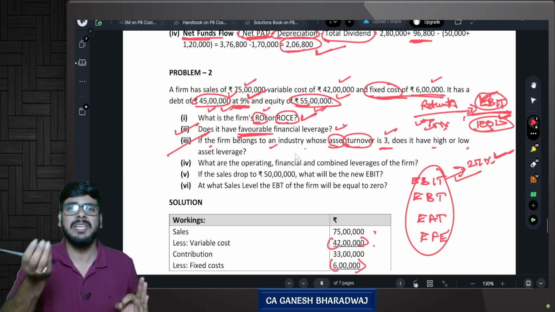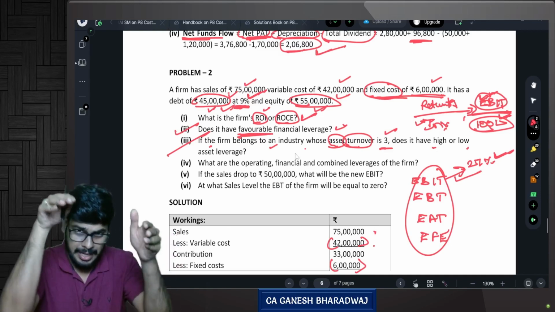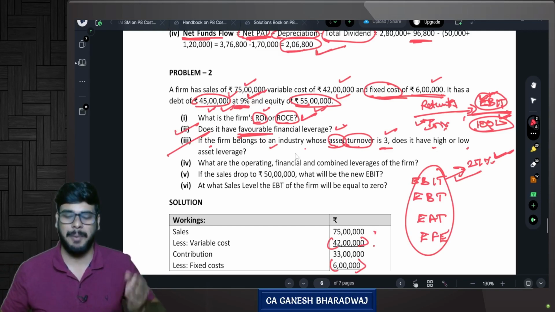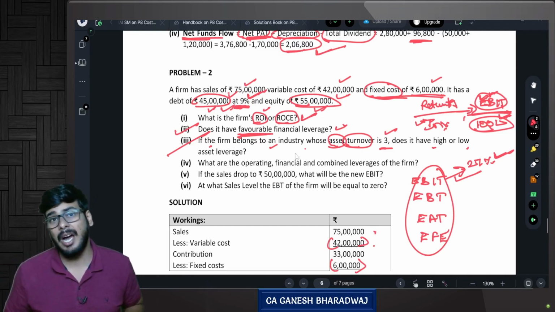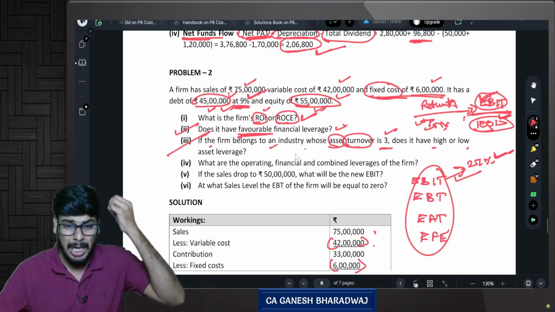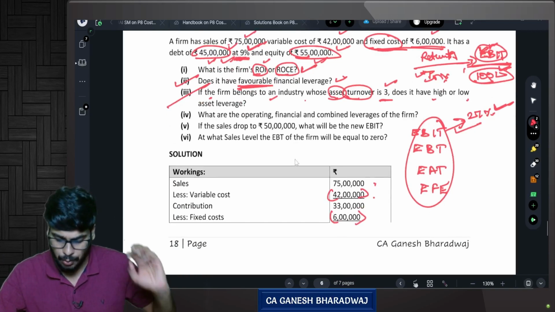But our company is not at all efficient. For every rupee of asset that has been invested and deployed in the company, it is generating a sale of only 75 paise. So now you tell me, does this company have a high or a low asset turnover ratio? Obviously, the company has a low asset turnover ratio. What it means? The company is inefficient, basically. Are you clear with this?